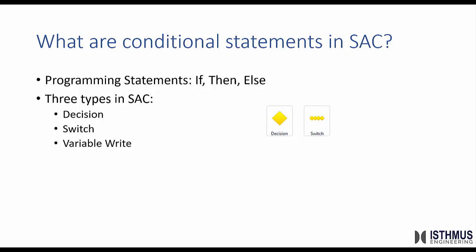There's three types of conditionals inside Subassembly Composer. There's decisions, which are kind of the base one for it. It's a very simple if-then statement. You write a statement, and if it's true, it follows a flowchart one way, and if it's false, it follows it another way. There's a switch, which is nearly the same thing, except that you can have multiple different outputs coming out of that switch.